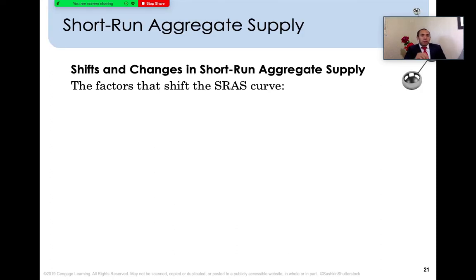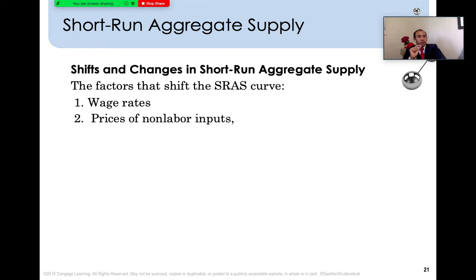The short-run aggregate supply curve can shift to a new location, and the factors that shift the short-run aggregate supply curve are as follows. Wage rates, potential wage rates, can shift the aggregate supply curve in the short run to the right or to the left. Prices of non-labor inputs that are related in the production process. The productivity of goods. If there's greater productivity, the aggregate supply curve increases. If there's a decline in productivity, aggregate supply of goods will decline.